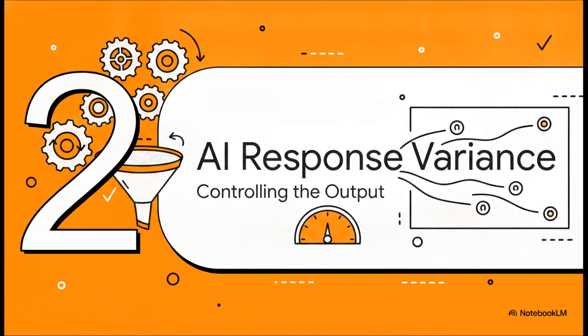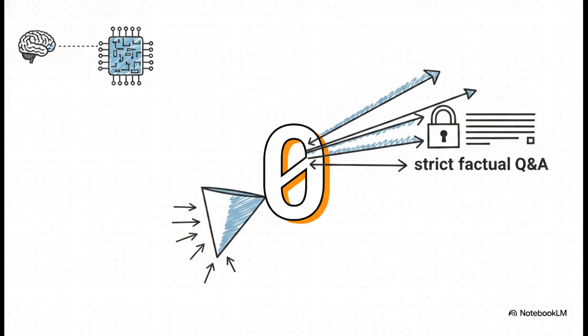Managing AI response variants, controlling the output. So how do we actually rein this all in? Controlling an AI's output really comes down to a crucial setting called temperature. When you dial that temperature down to absolute zero, the AI's probability distribution becomes incredibly sharp. It triggers what developers call greedy decoding. Basically, this means the model is always going to pick the single highest probability token available, every single time.